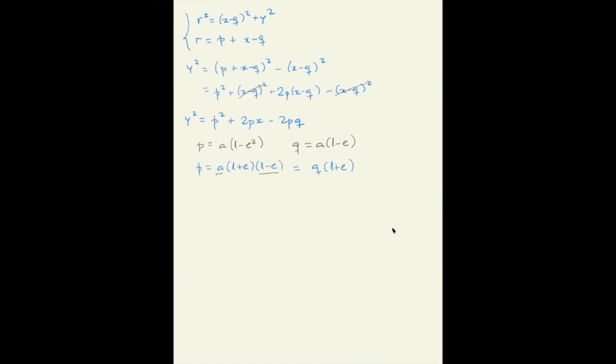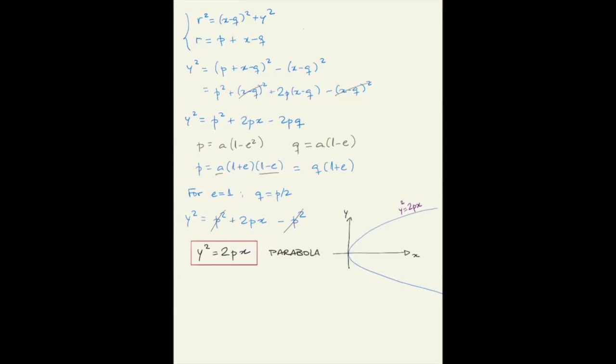Now for eccentricity equal to 1, q is equal to p over 2. So if you substitute q equal to p over 2 in here, the p squared cancels, and you have y squared is equal to 2px. And y squared equal to 2px is an equation of a parabola. So if the star is here, this is the perihelion distance q. The semilatus rectum is equal to 2q.